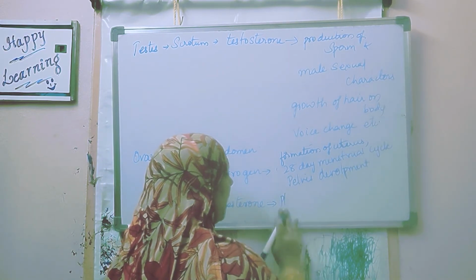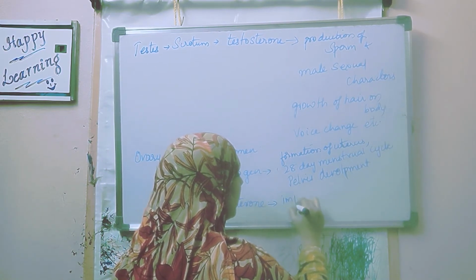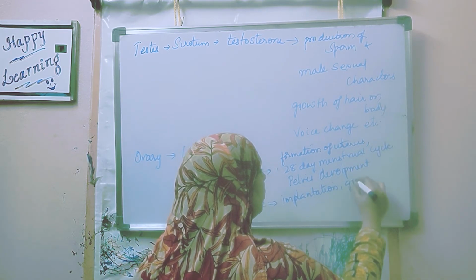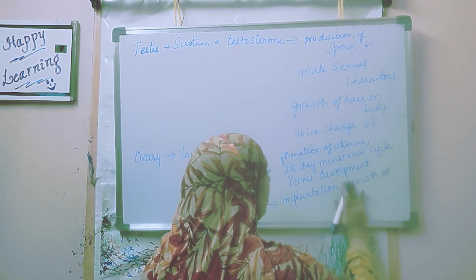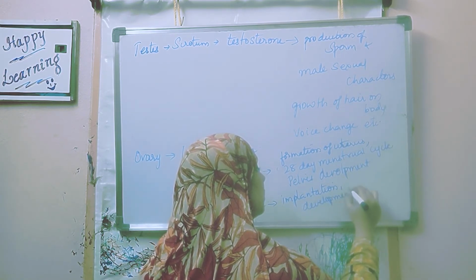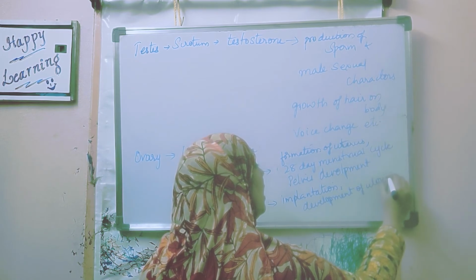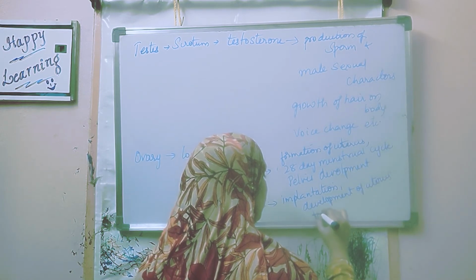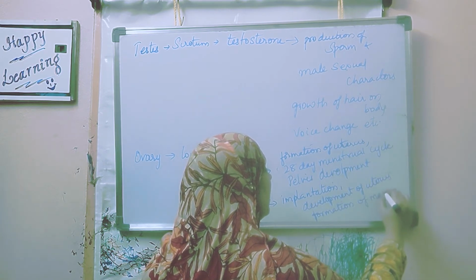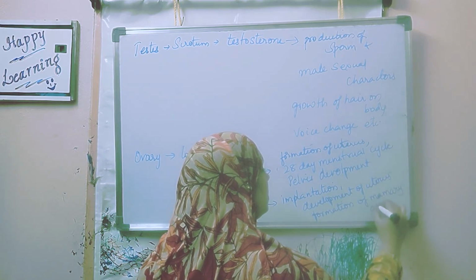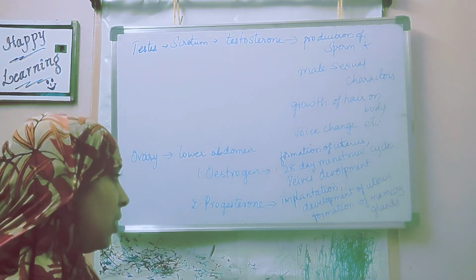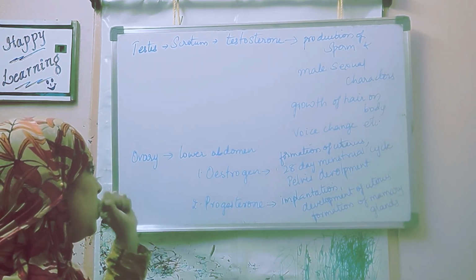Progesterone: implantation of embryo, growth of embryo, growth and development of uterus, and formation of mammary glands. These are the functions. Mammary glands are those glands which secrete milk. So these are the functions of progesterone hormone.